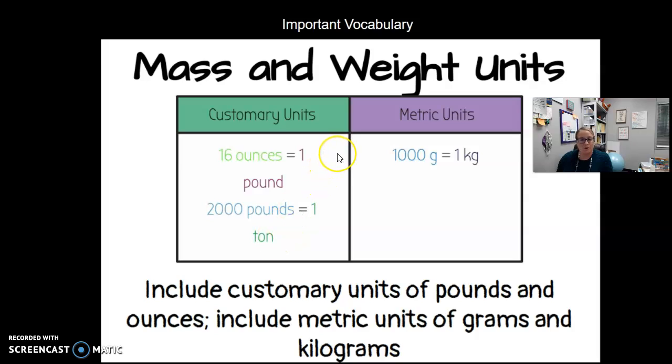Now, everywhere else in the entire world uses metric units. So we use customary in the United States. Everybody else uses metric. So they have two: grams, which is a G, and kilograms. Kilograms and pounds are similar. 1,000 grams equals 1 kilogram. So we have customary units, which we use in the United States, and metric units, which is what everybody else uses in the rest of the world.